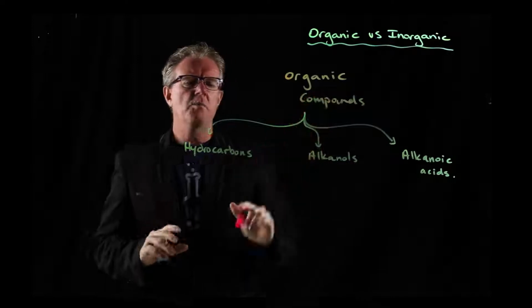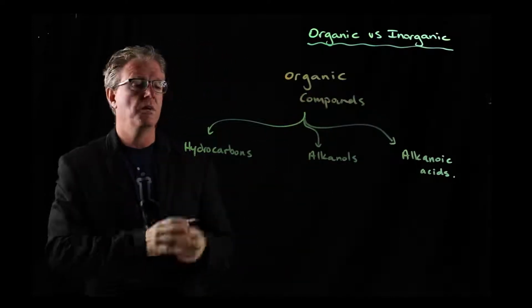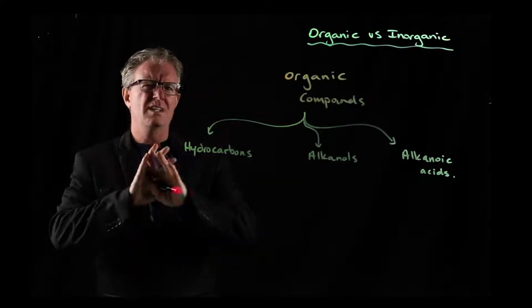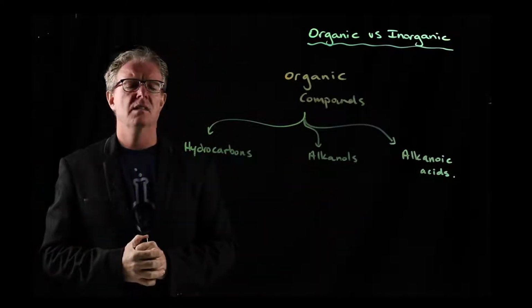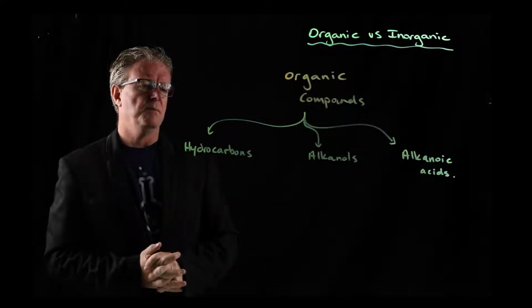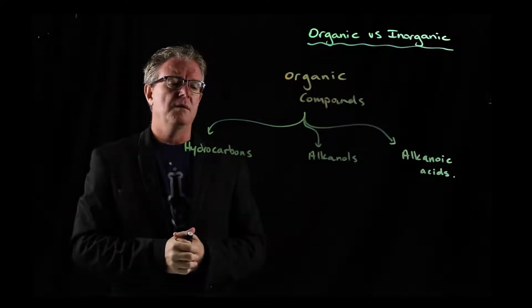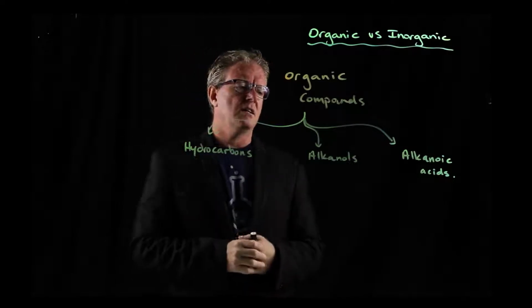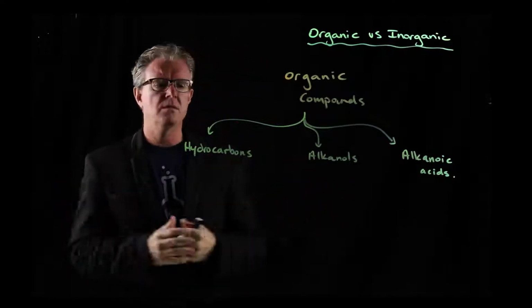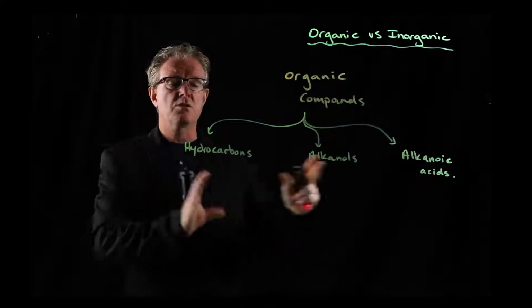But organic compounds, in the HSC course anyway, we're going to be looking at hydrocarbons, alkanols, and alkanoic acids. Of course, there's lots of other categories that we're not considering, such as esters, such as fats, such as sterols and steroids, and aliphatic compounds, aromatic compounds. We're just going to be looking at these three, okay?